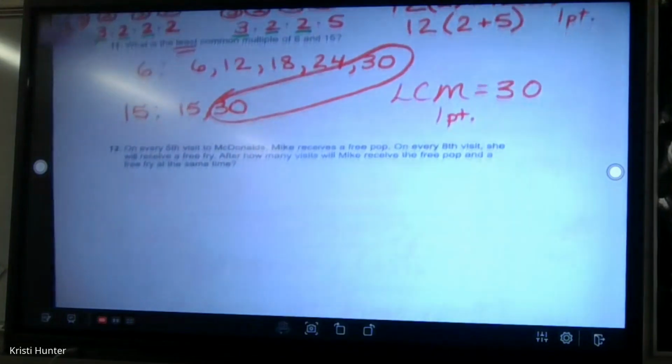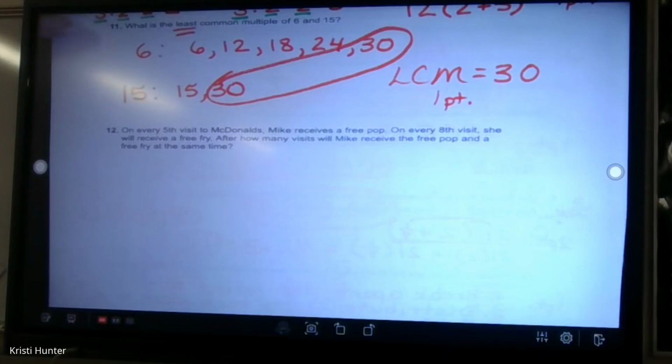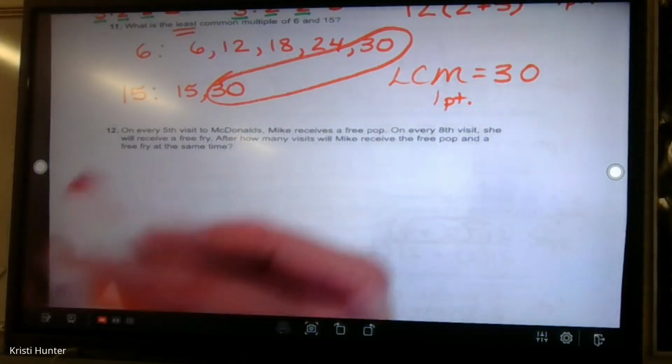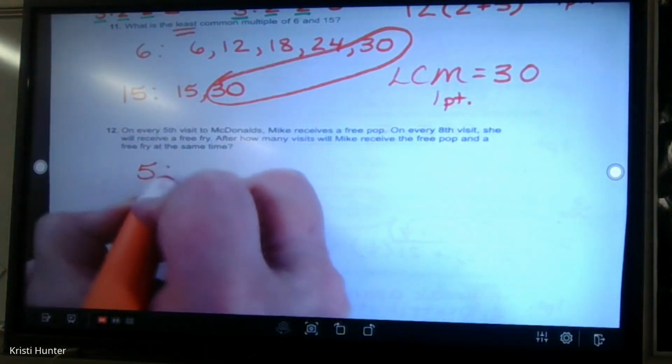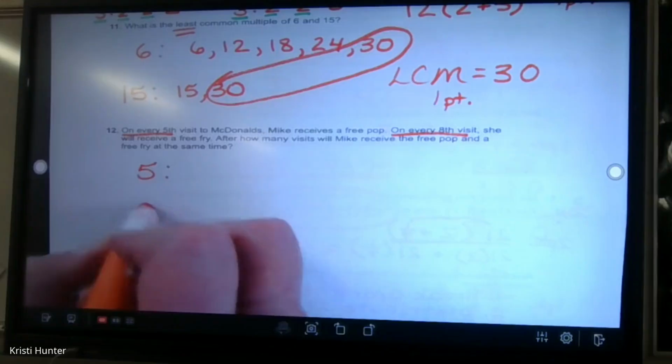And number 12 is, how do you use the least common multiple example out in the real world? So number 12 says, on every 5th visit to McDonald's, Mike receives a free pop. On every 8th visit, he will receive a free fry. After how many visits will Mike receive a free pop and a free fry at the same time? So 5 visits, we receive a free gift. Every 5th visit, every 8th visit.